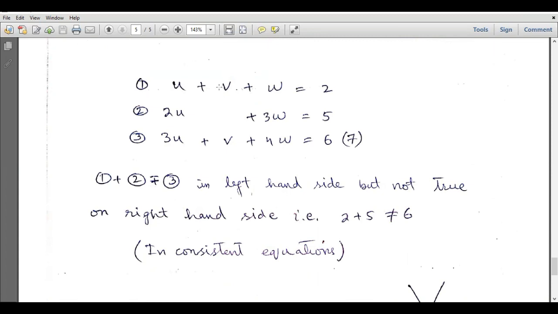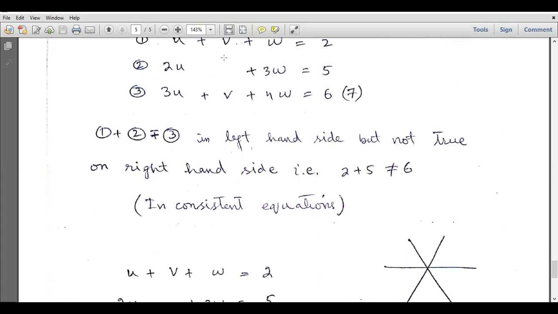So if we add the first row to the second row, we will get the third row on the left hand side, because 1 plus 2 is equal to 3, 1 plus 0 is equal to 1, and 1 plus 3 is equal to 4. But this is not true for the right hand side. So 2 plus 5 is equal to 7, but here we have 6. So again, this is a singular case, right? And the solution of these three equations doesn't exist.